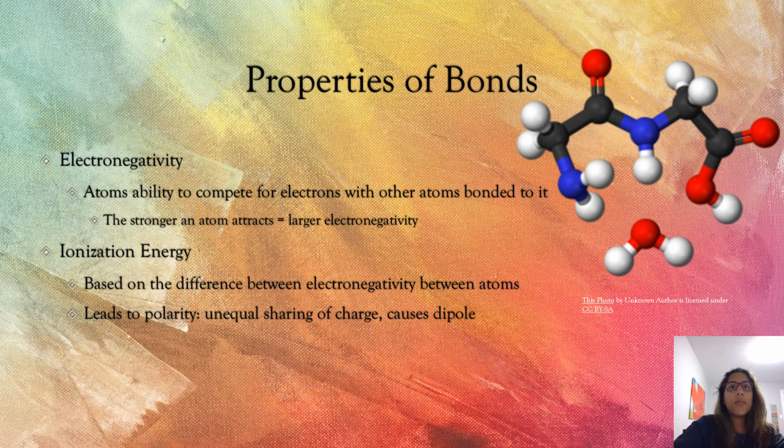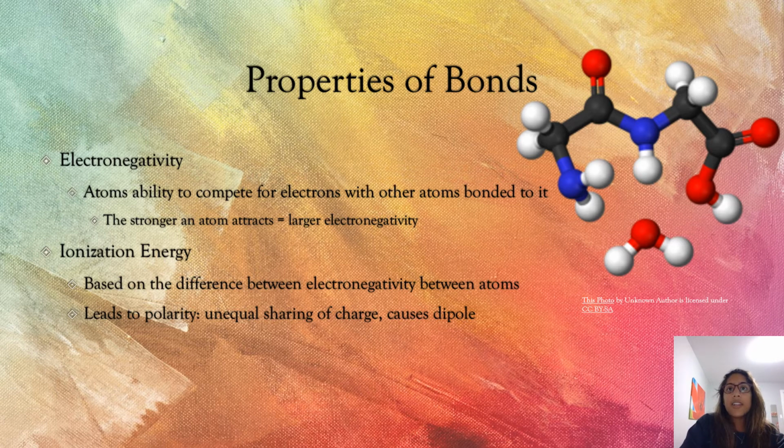So there are many properties that exist with bonds, but two very important properties are electronegativity and ionization energy. First, electronegativity is an atom's ability to compete for electrons with other atoms bonded to it, and is a measure of how tightly an atom attracts electrons towards itself. The stronger an atom attracts electrons, the larger its electronegativity.